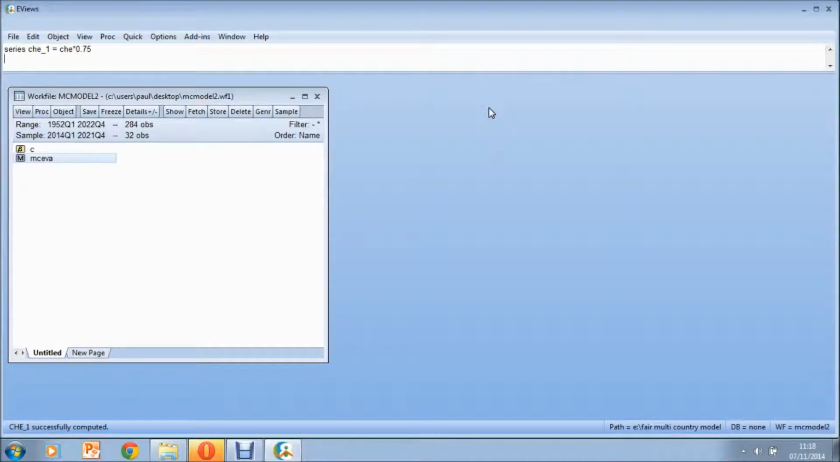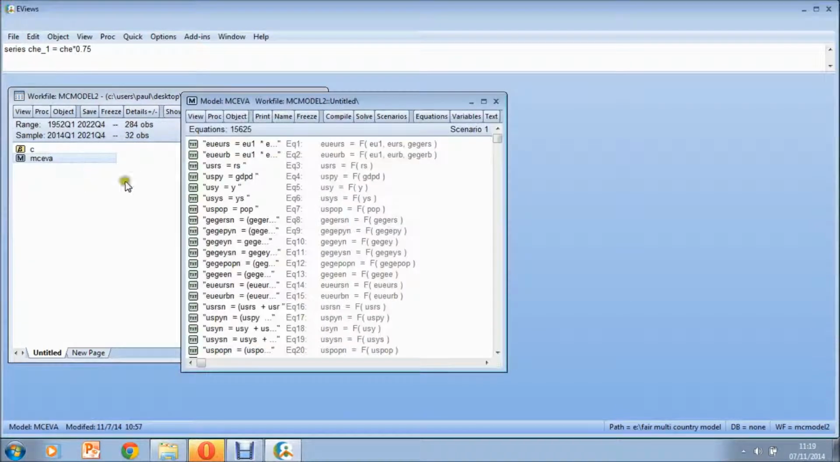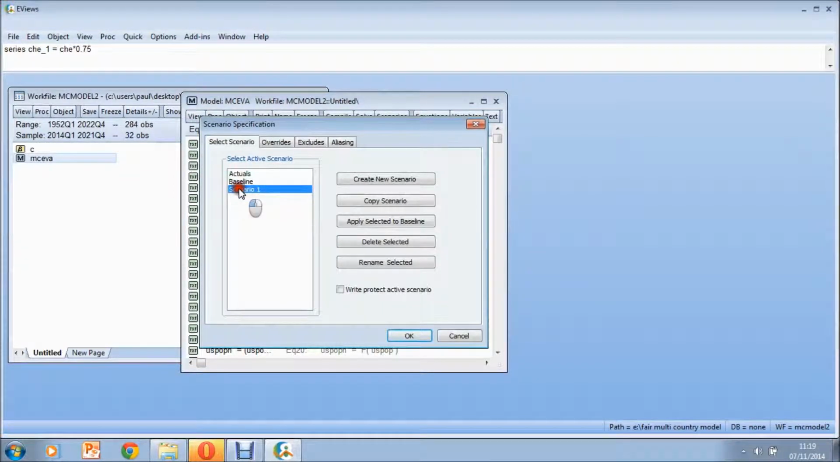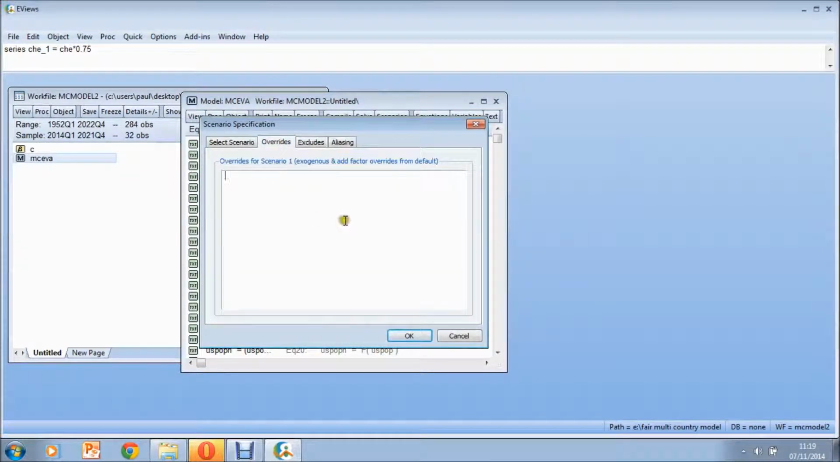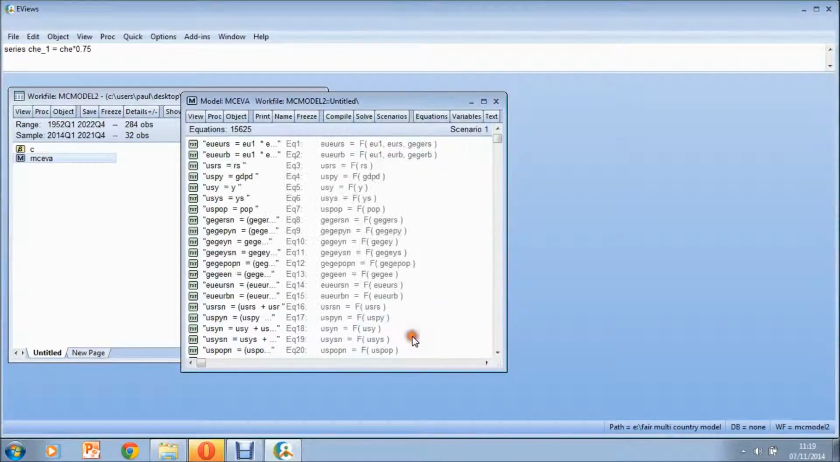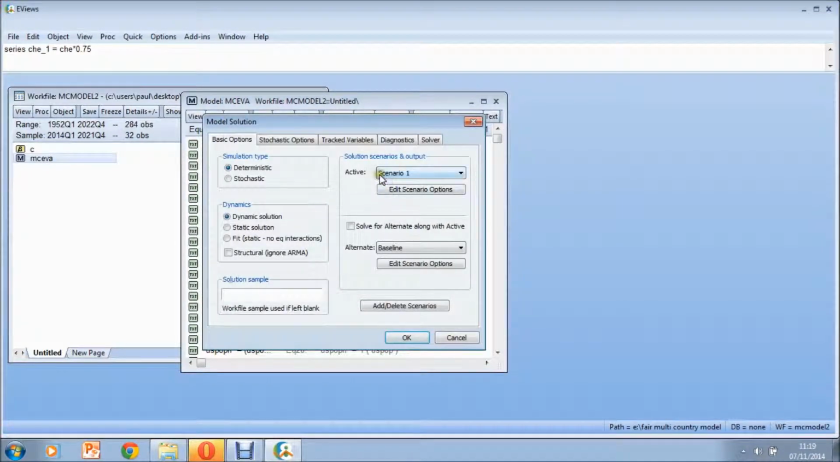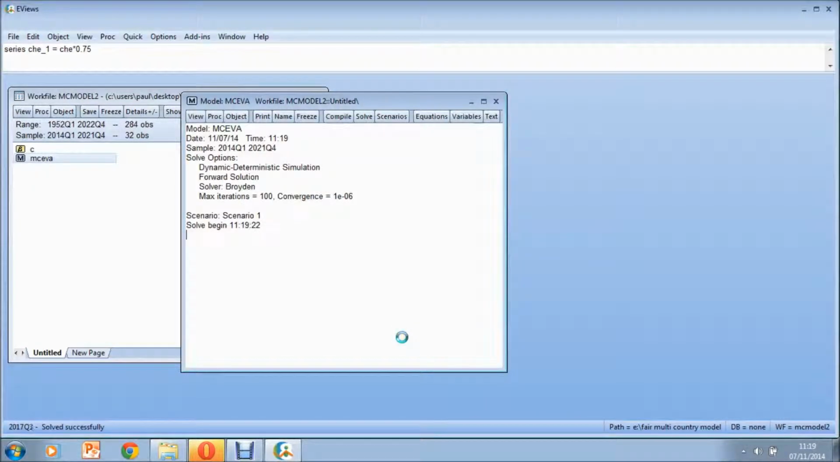Now, we need to set the Chinese yuan as an override in the solution. So I'm going to open up the model object, and then I'm going to click on scenarios, and under scenario 1 I'm going to set the override as CHE. Once I've done that, I can now solve the model. So I click on solve, check that the active scenario is scenario 1, and click on OK.